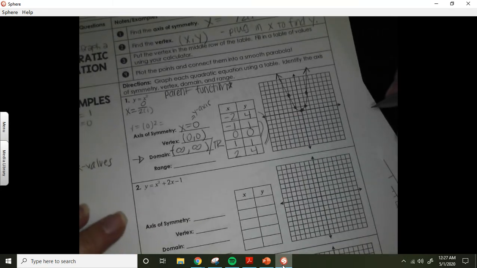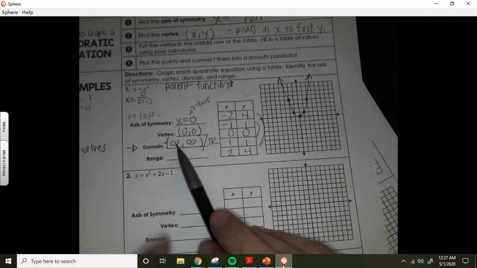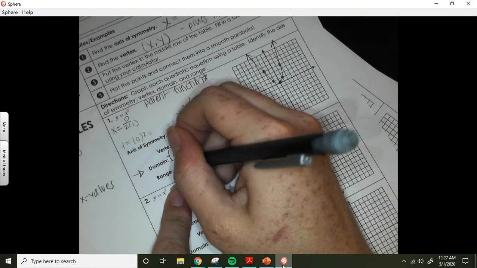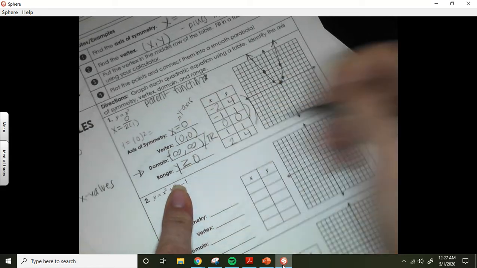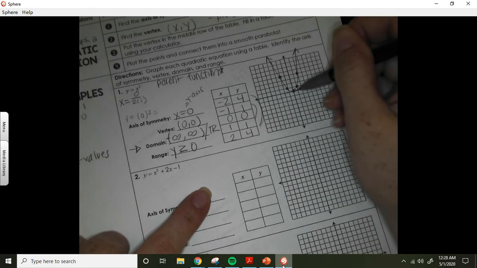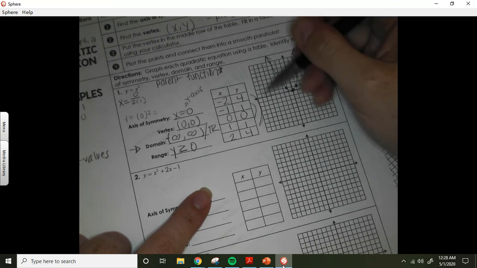And then your range is going to vary. So wherever this one starts to go up or down is going to be where your y is. So in this case, your range is all y numbers. So y is going to be greater than or equal to 0. Because again, here's your y, and all of your values in this quadratic are above the x-axis. So it's all going to be greater than or equal to y equals 0.